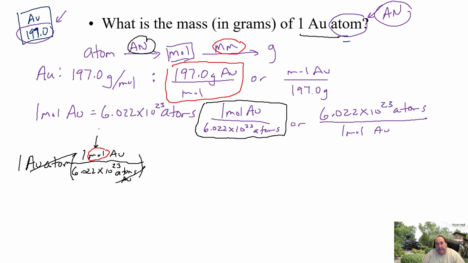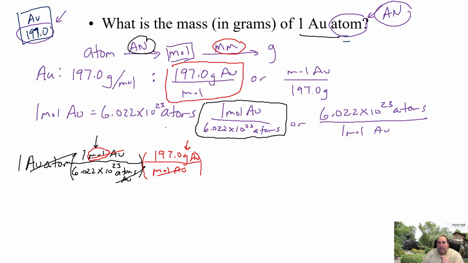So remember, opposites cancel. And that's going to be my next part of the conversion, which is a mole of gold will go on the bottom. 197.0 grams will go up on top. Now the moles on top and the moles on the bottom will cancel. And at this point, I am left with units of grams.